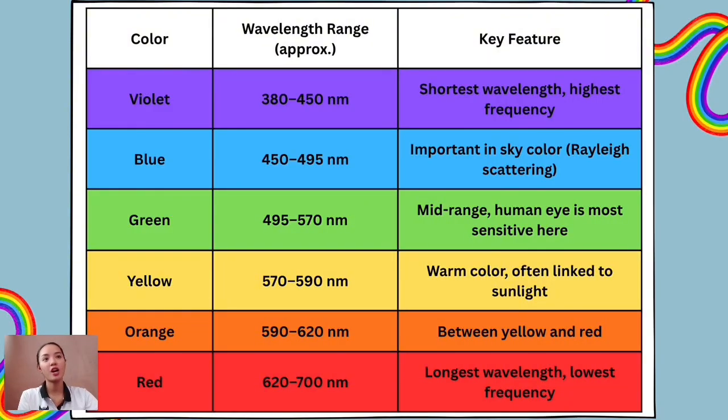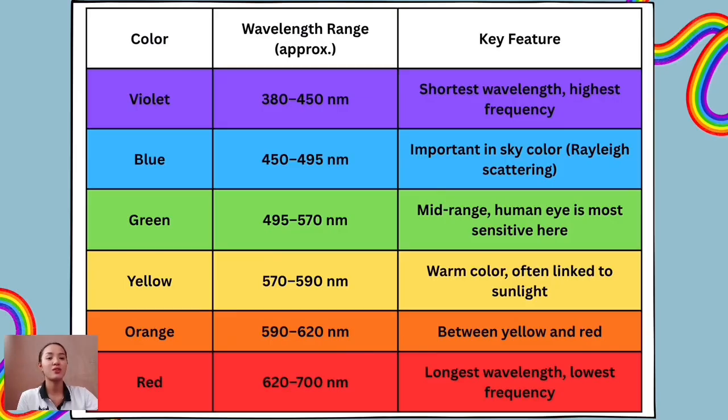So in summary, the phenomenon of dispersion shows us that white light is composed of many colors that spread out based on wavelength when refracted. This concept was first explored by Isaac Newton and expanded by scientists like Fraunhofer, who paved the way for spectroscopy and modern optical technologies. The visible spectrum, ranging from 380 to 700 nanometers, allows us to perceive the world in color, and each hue carries unique energy and frequency properties.